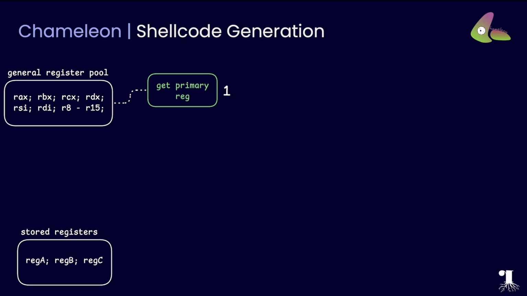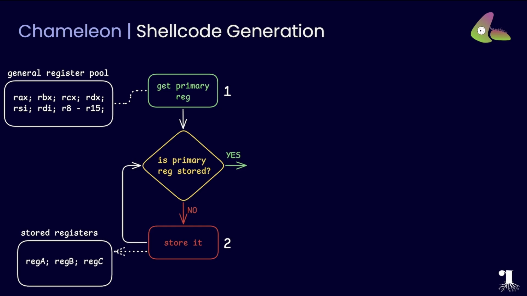Okay, so we have a general pool of registers that has all the registers from RAX to RDX, RSI, RDI, and R8 to R15. Here we get a primary register. We choose one based on weights that are defined in the code.